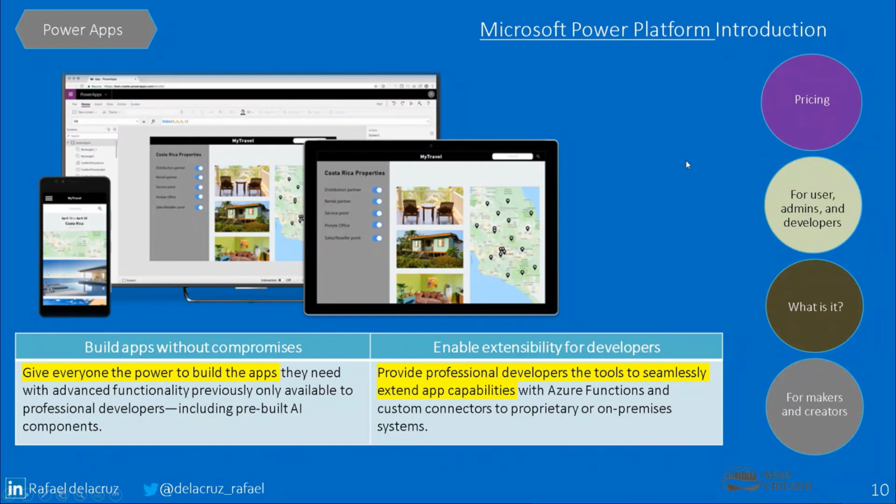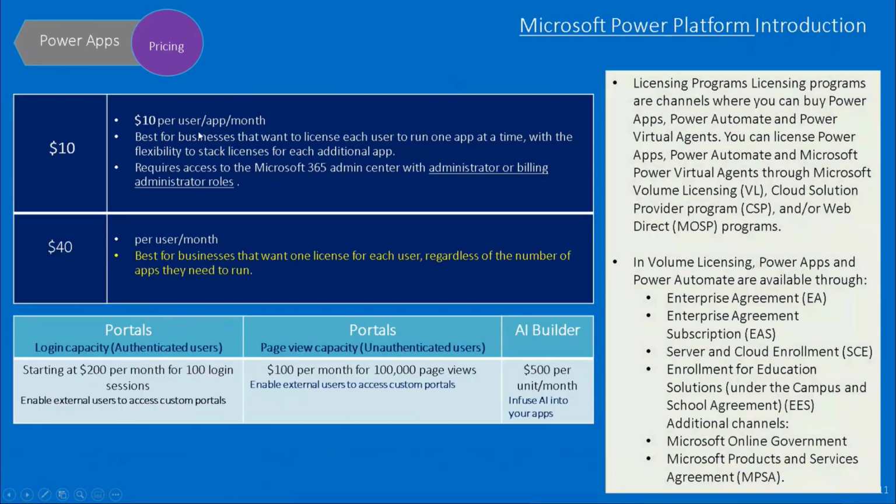So we're going to go through pricing pretty quickly here. $10 a month, right? Powerapps is included with the E4 because that's what I have. Then $40 a month, best for businesses, is one license for each user regardless of the number of apps they need to run. This is what I see most users doing, because it allows the users to create as many solutions as they need, and they can also go through the licensing program that they have.